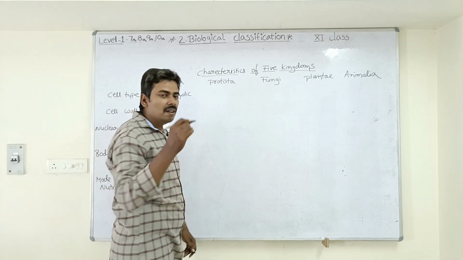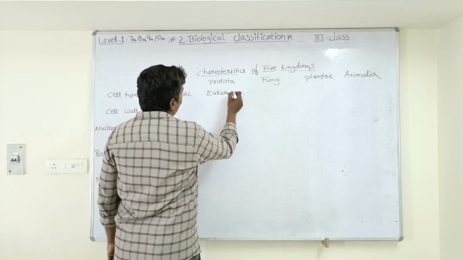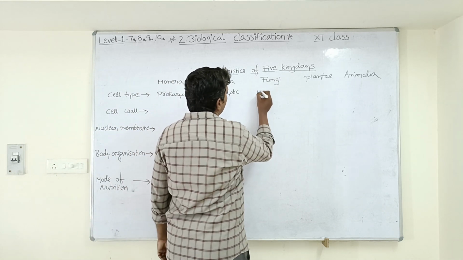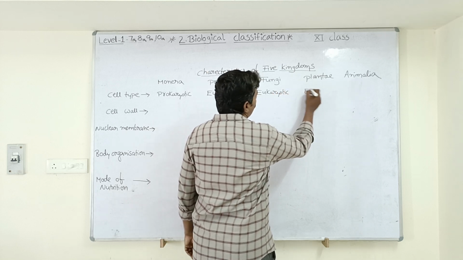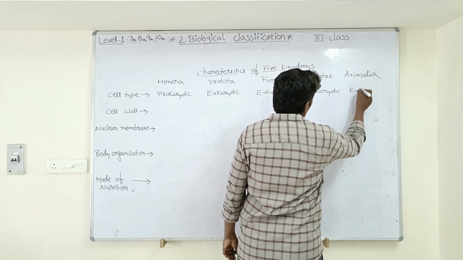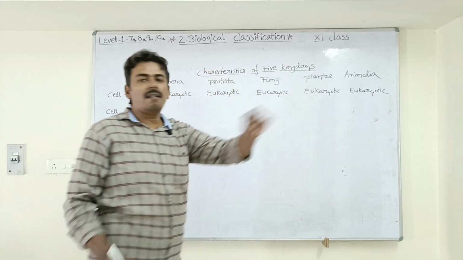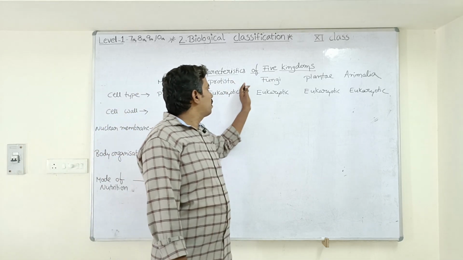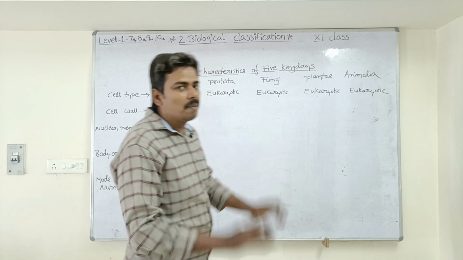Protista includes unicellular eukaryotes. So what type of cell? Eukaryotic cells are seen in these organisms. Next, Fungi, also eukaryotic. Plantae, also eukaryotic. Animalia, also eukaryotic. So except kingdom Monera, all the remaining are eukaryotic. So who are the eukaryotic organisms? Protista, Fungi, Plantae and Animalia. Who are the prokaryotic organisms? Only Monera. Kingdom Monera are prokaryotic.